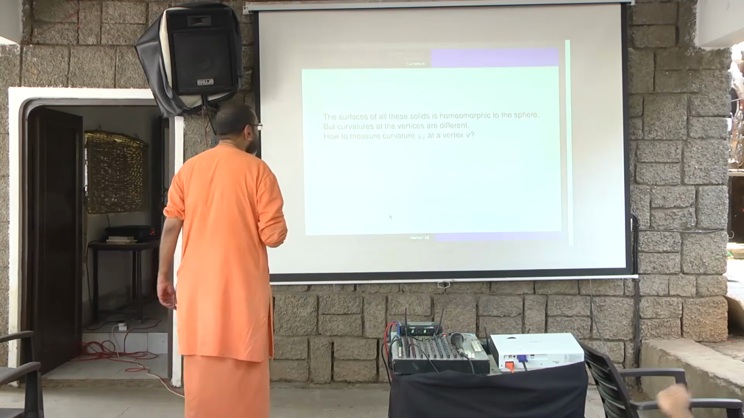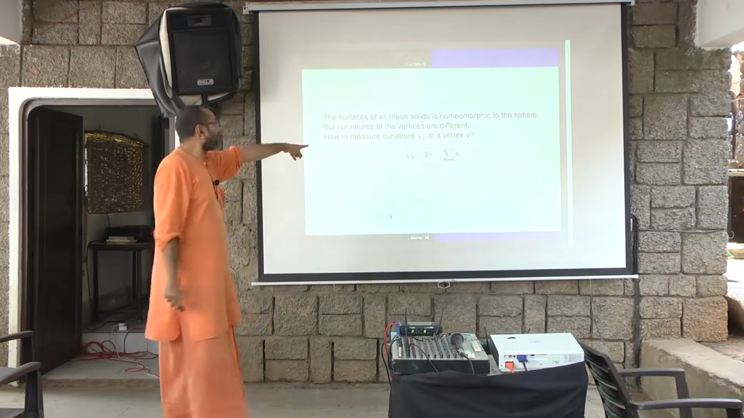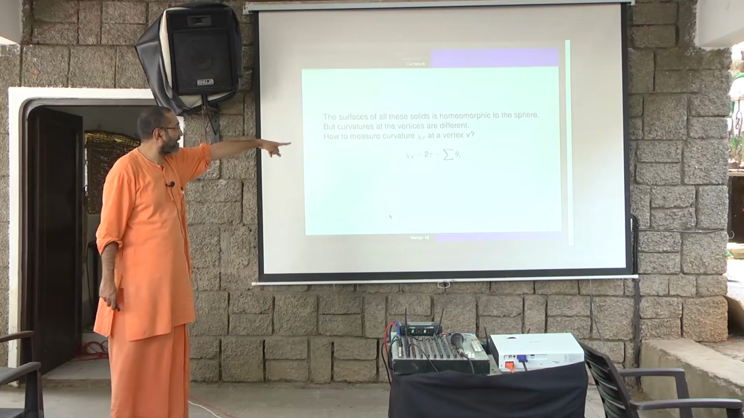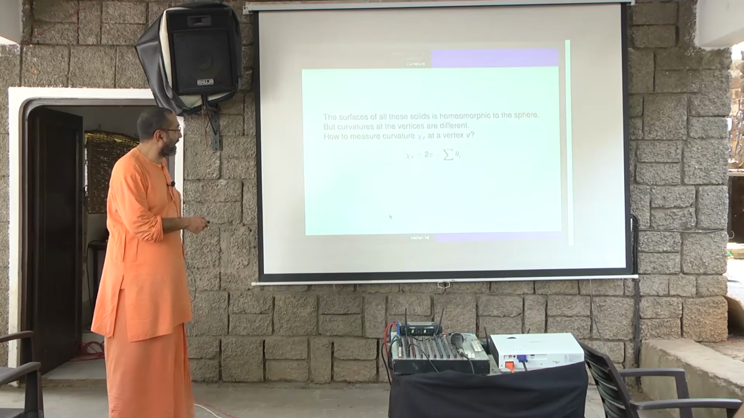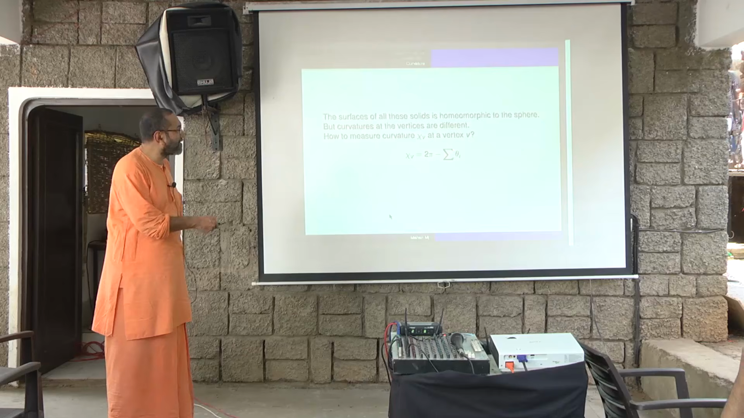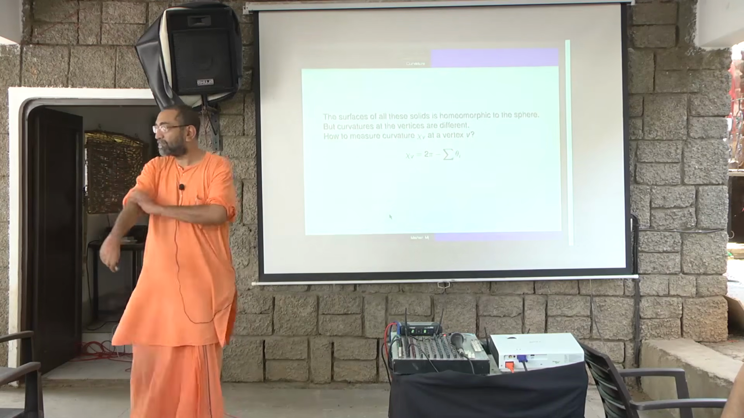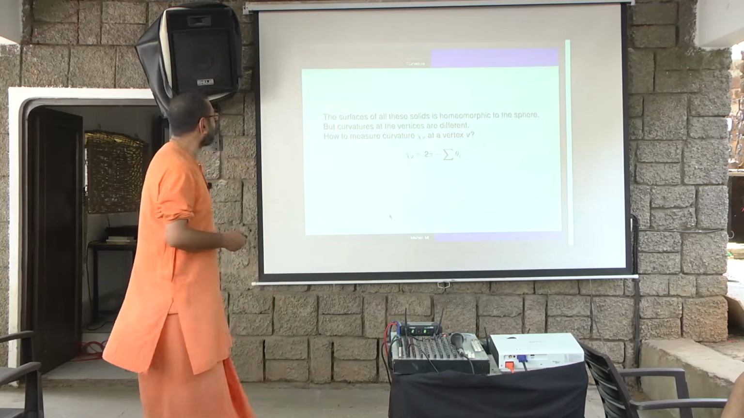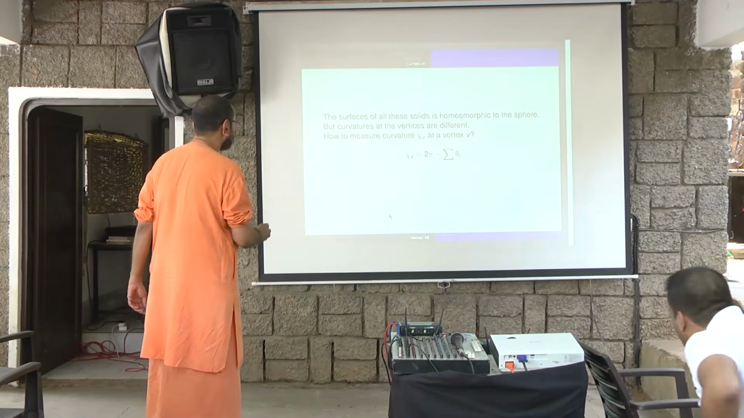So how to measure curvature at a vertex? This is a notation: chi is this Greek letter chi. At that vertex V, chi sub V is 2 times pi minus the sum of angles at that vertex. So now let's do some computations.